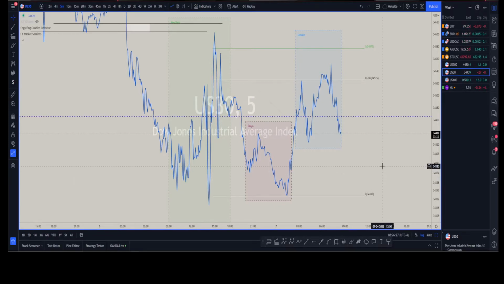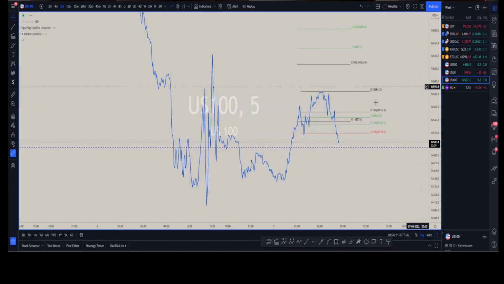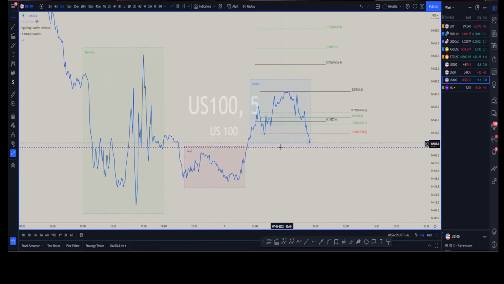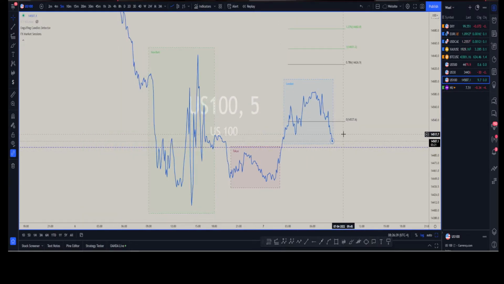Because I was looking at when they took the liquidity from New York. After that, they would go for liquidity down below from Asia. And that's basically my setup. So it's retraced beyond my entry. Then I'm still holding the trade, and let's see what's happened.